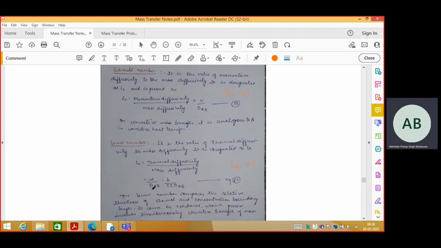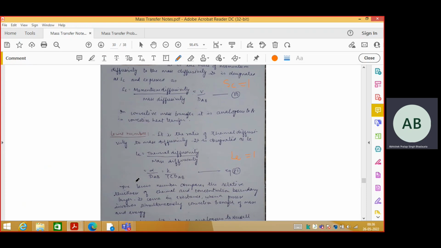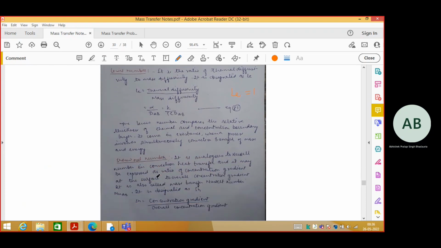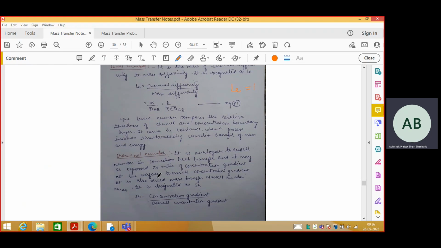Now the next one is the Sherwood number. It is analogous to the Nusselt number in convection heat transfer. It can be expressed as the ratio of the concentration gradient at the surface to the overall concentration gradient. So it is generally known as the mass transfer Nusselt number.